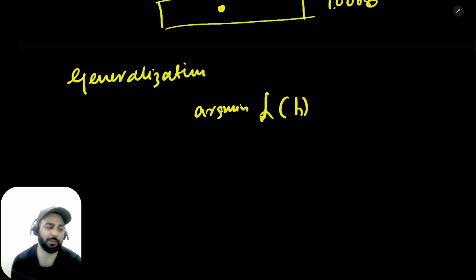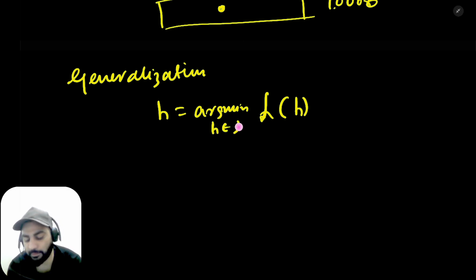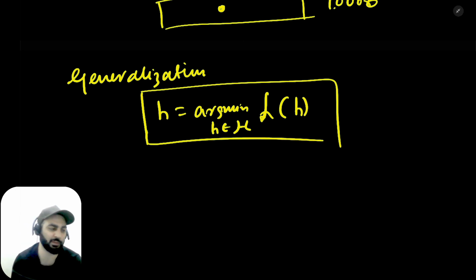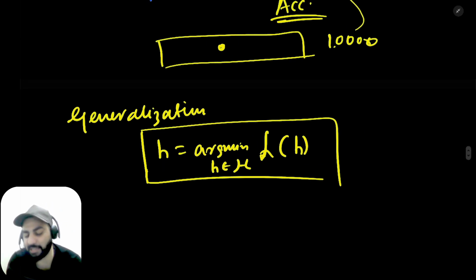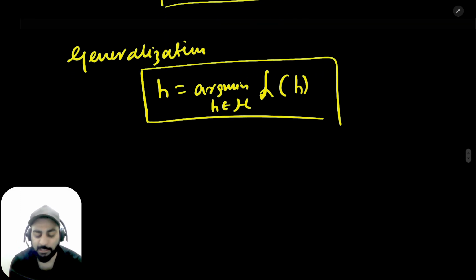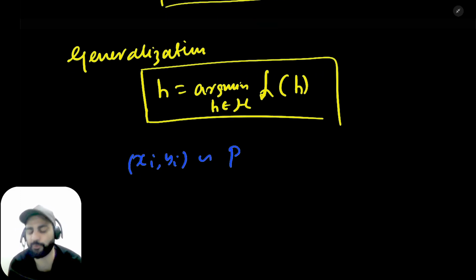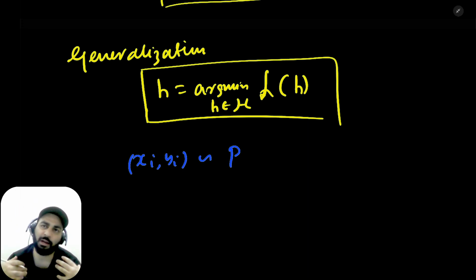We'll write the argmin: h should be equal to the argmin of the loss. Argmin basically means find me the h which has the minimum loss. This is the definition of what I want my loss function to do. The big part is that now I want generalization. If I speak about probability, this data x_i, y_i is drawn from some distribution, and the distribution has, let's suppose, a huge number of points.